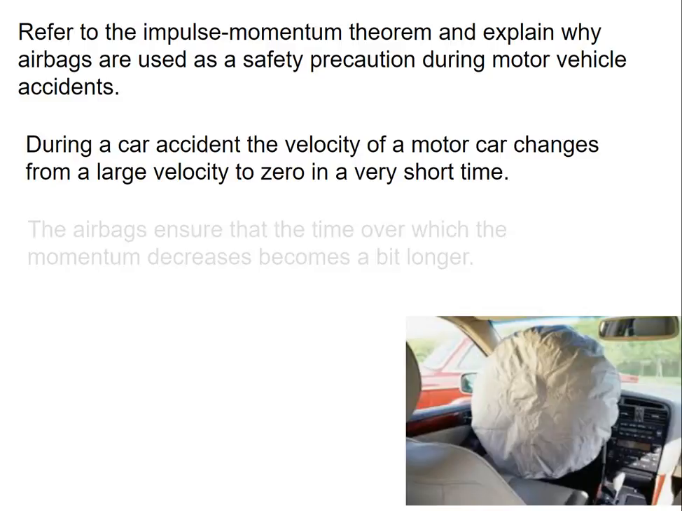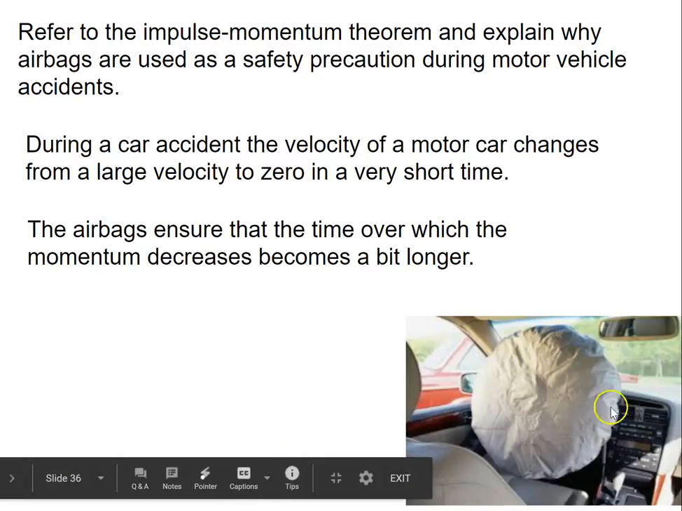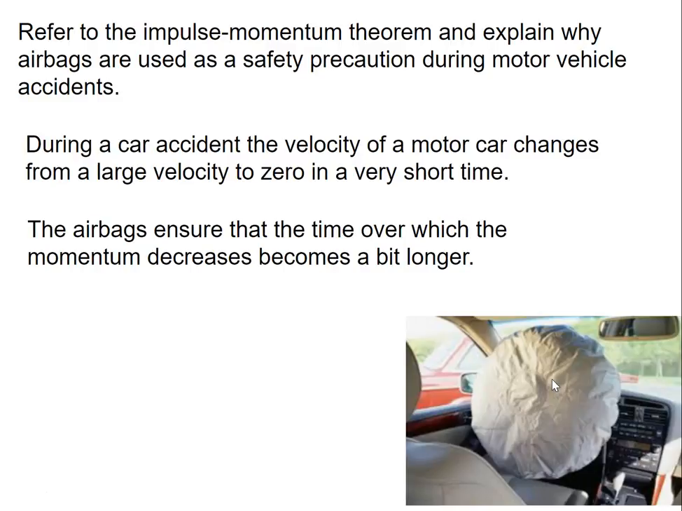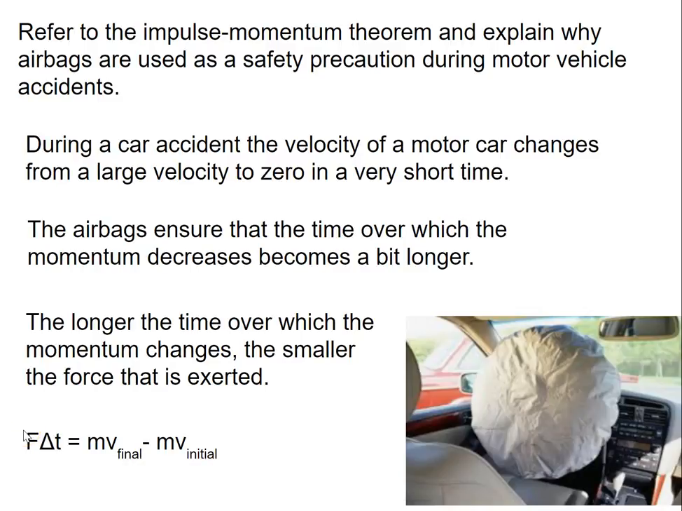Okay, so what we are trying to do with the air cushion is actually to ensure that the time over which your momentum changes becomes longer. So the airbag resists your motion and slows you down over a longer time. So if delta t becomes a greater number, then F must become a smaller number.